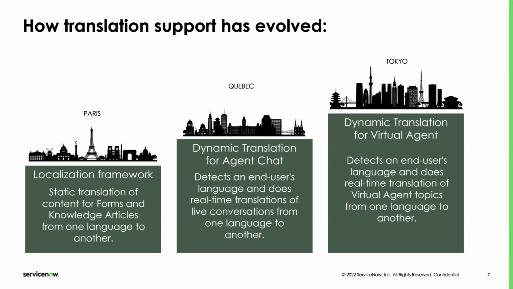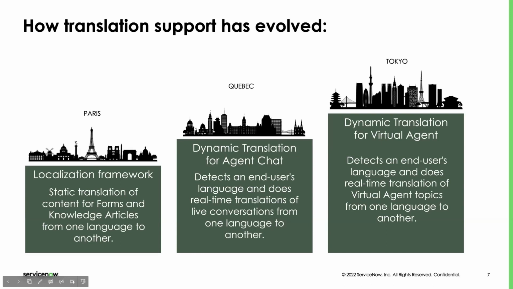And then in Tokyo, we're releasing dynamic translation for virtual agent, which is very similar to dynamic translation for agent chat in that it detects an end user's language and does that same real-time translation of the user's entered request or question into VA's preferred language and the language of the topics. So it will translate one language to another, just like it did for dynamic translation for agent chat.